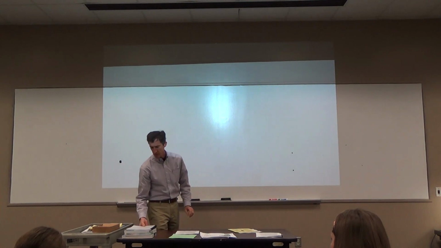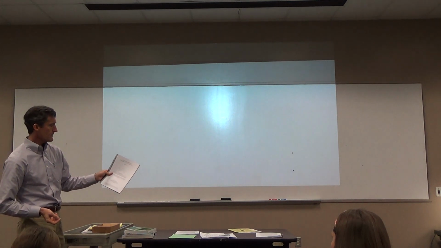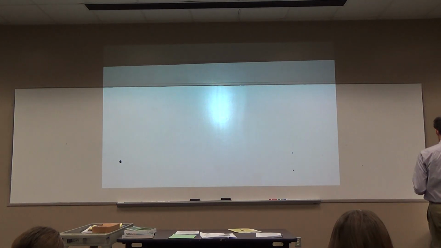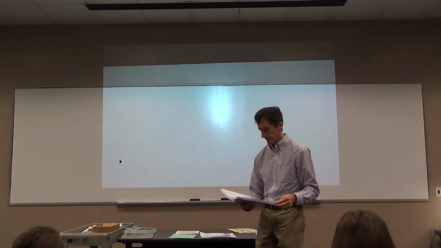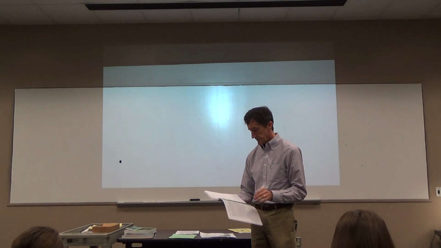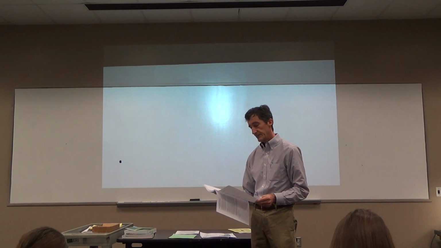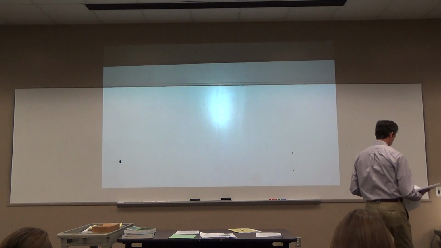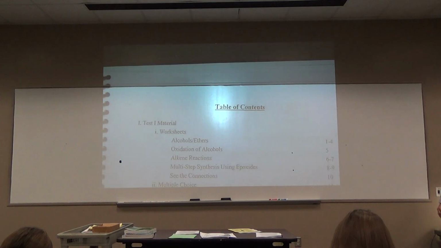I produced my own workbook, lab manual, just like Organic 1. This can be purchased only in the main office upstairs, chemistry and physics, $15 cash only. It contains worksheets for each test. There will be 4 tests. There is a table of contents. Please look at it. And then the second half of this is the lab manual. So, table of contents for everything there.